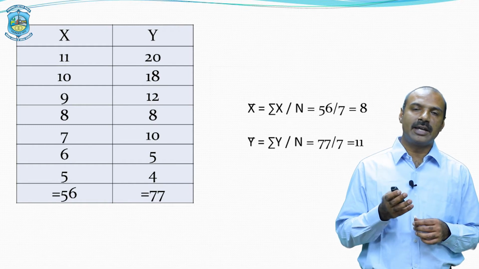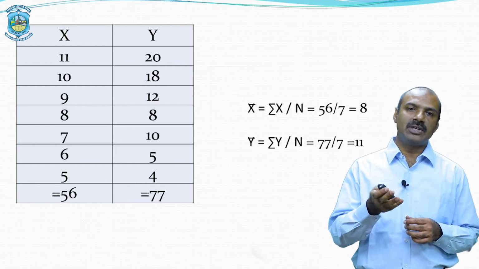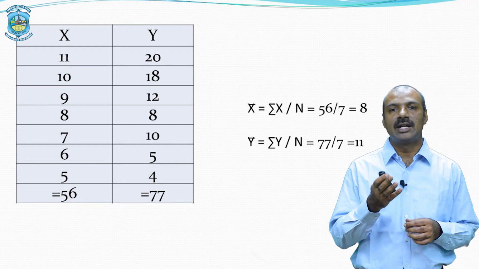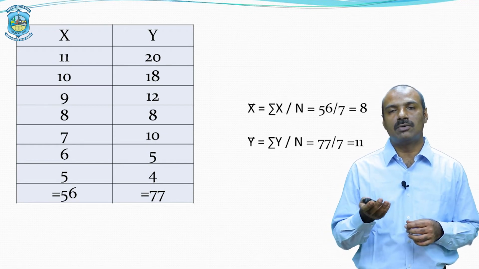Similarly for the y series, again the formula is the same, sum of all the observations divided by the number of observations, that is 77 by 7, which comes out to be 11.